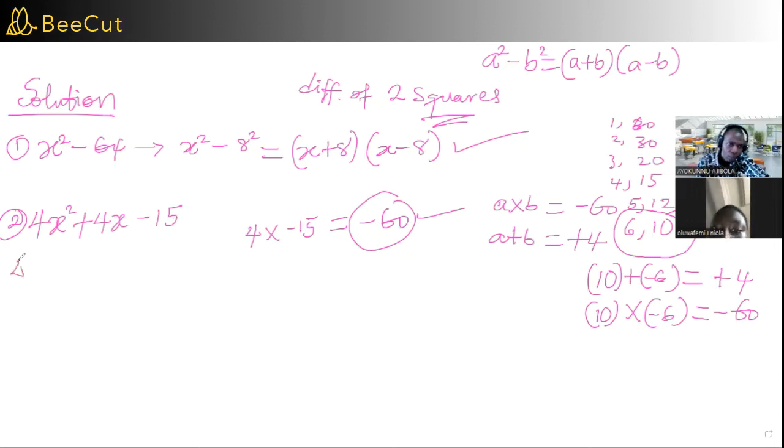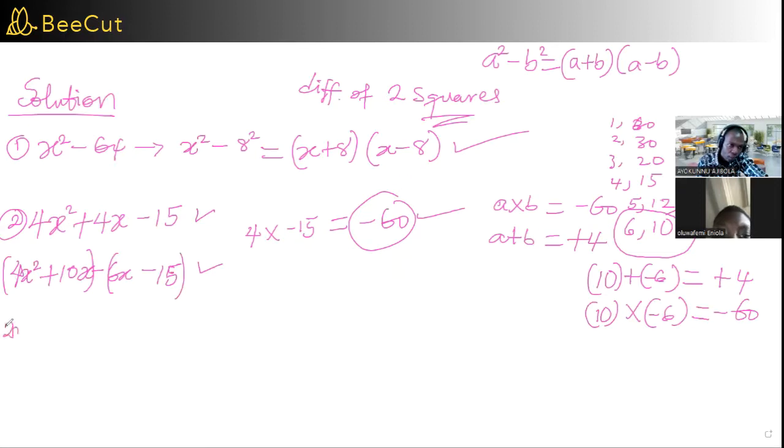So it now becomes 4x squared plus 10x minus 6x minus 15. 10x minus 6x still gives me 4x, so I have not changed the expression. They are still the same thing. So I can now talk about how to factorize. Compare them for factorization now, and say what is common to this side?